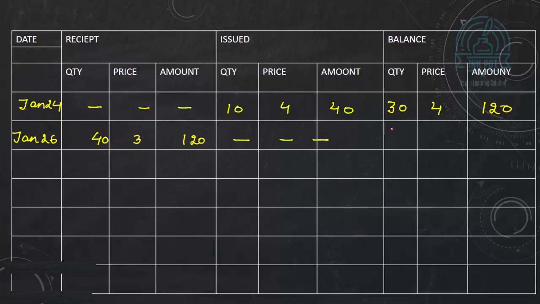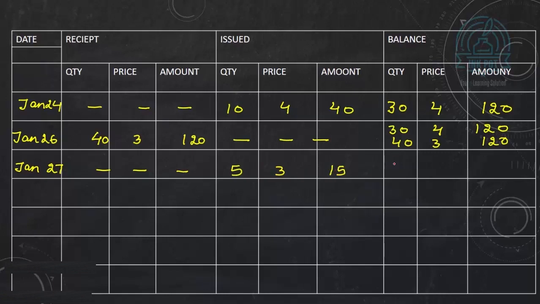Moving again to the balance, we have 30 units at the rate of 4, that is 120, and now we have 40 more units at the rate of 3, that is again 120. Now as on Jan 27, we have a shortage of 5 units. Shortage is treated similar to issued. So 5 units. We'll take 5 units from here. 5 at the rate of 3, that is 15.